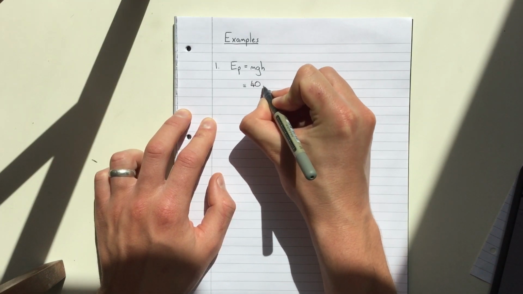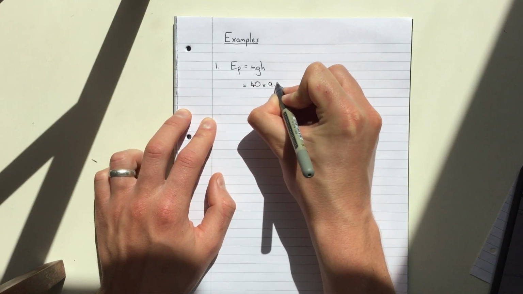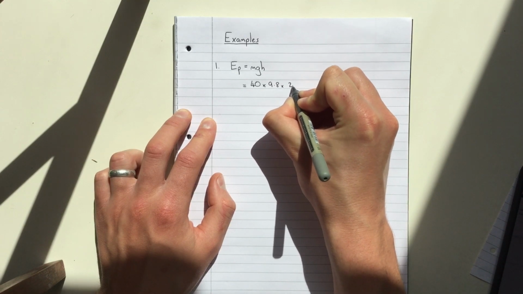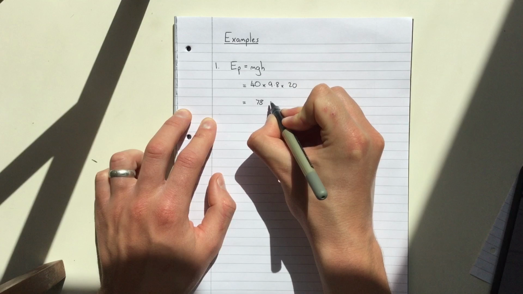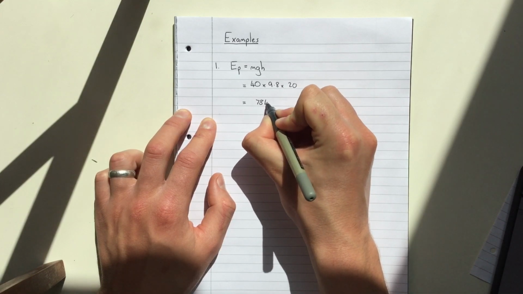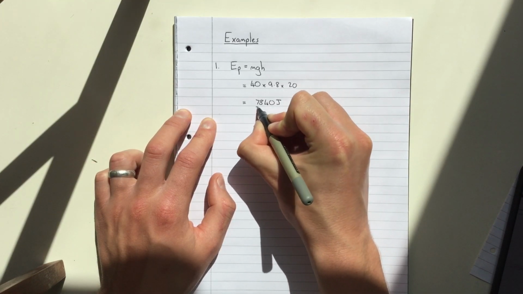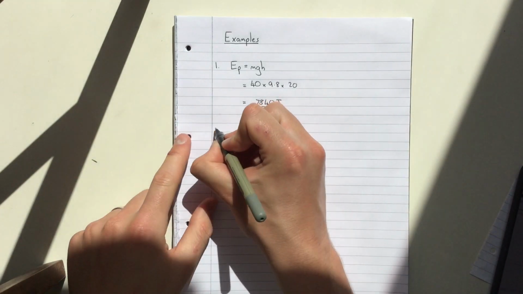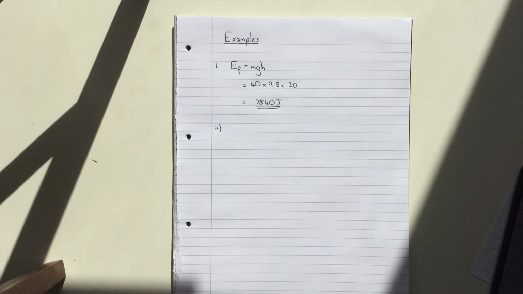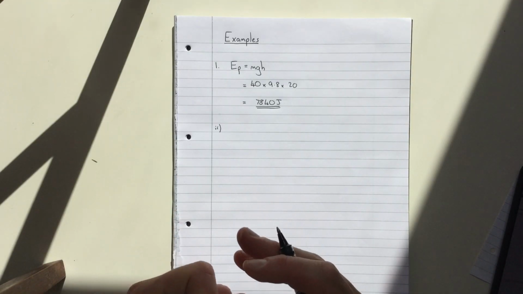Mass is 40 kilograms. Gravity on Earth is 9.8. And height is 20. So that actually gives us a potential energy of 7,840 joules. Now, that's very straightforward. It's number 2 that is a sneaky bit that we need to learn this week. And it says, what kinetic energy does it have when it strikes the ground?